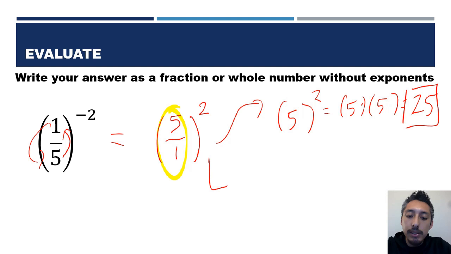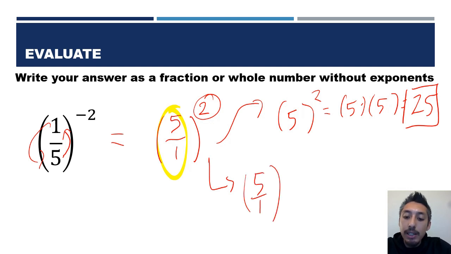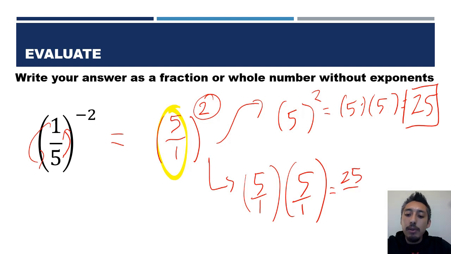Another way that you could have thought about this is by thinking about this exponent first. Yes, technically, according to the order of operations, you will work inside of the grouping, but in this case, the exponent could have also worked. Again, because the exponent is attached to everything inside the parentheses, you could have also written it as 5 over 1 times 5 over 1. Again, everything inside of the parentheses is being multiplied by itself 2 times. All we have to do now is multiply this. 5 times 5 is 25. At the bottom, 1 times 1 is 1. We have 25 over 1, which is the same thing as 25.